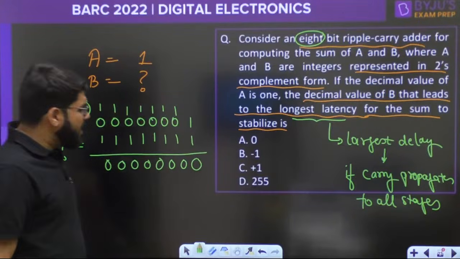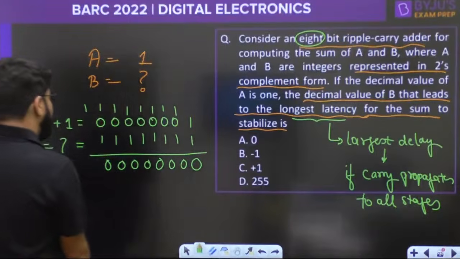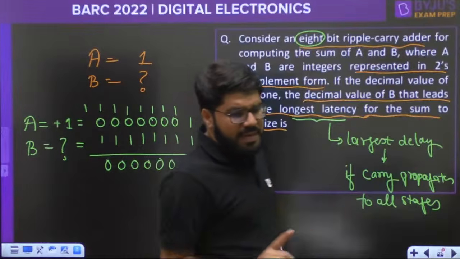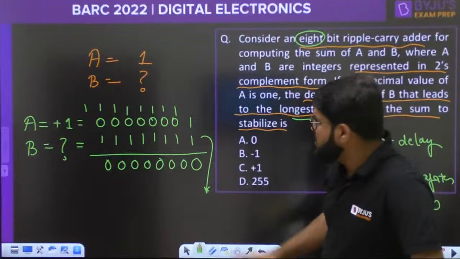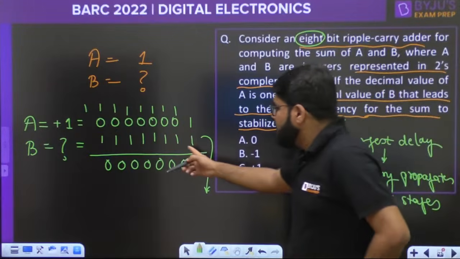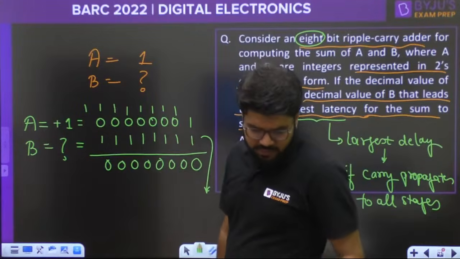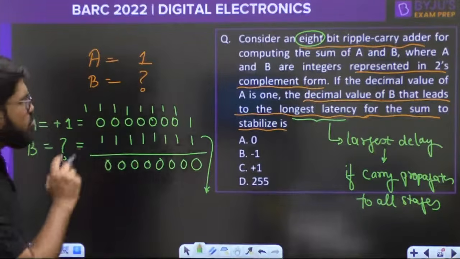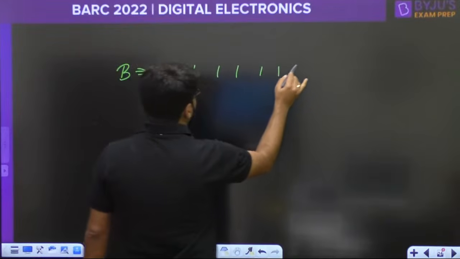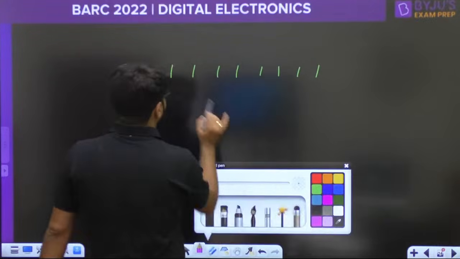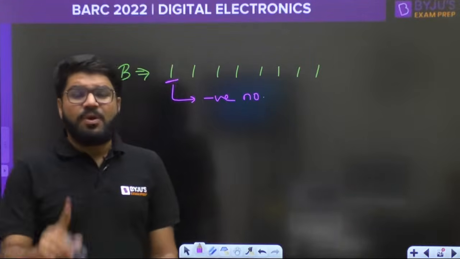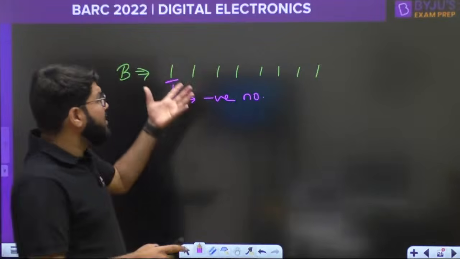Okay, so carry propagates through every stage. If the value of B is, what is the decimal value of B? A and B are represented in 2's complement form, guys. Tell me. Now some of you might think, sir, when you convert this into decimal, this is 255. But this is a 2's complement number, 1 1 1 1 1 1 1 1, and the MSB is 1, indicating a negative number. MSB equal to 1 represents a negative number. So this is a negative number.